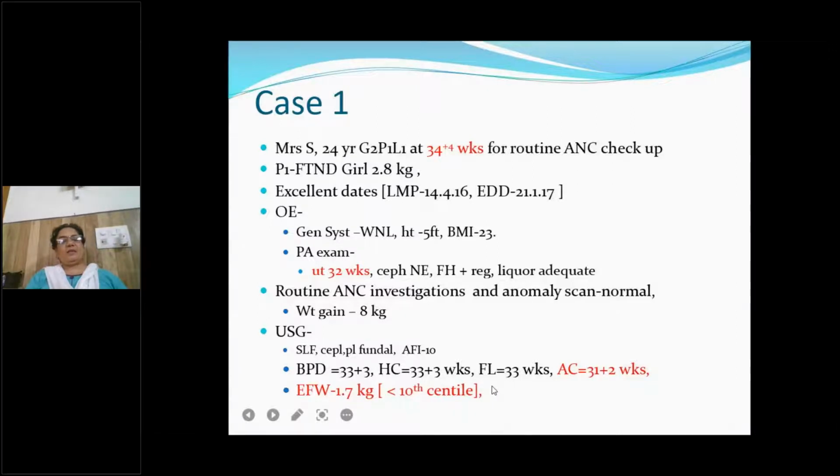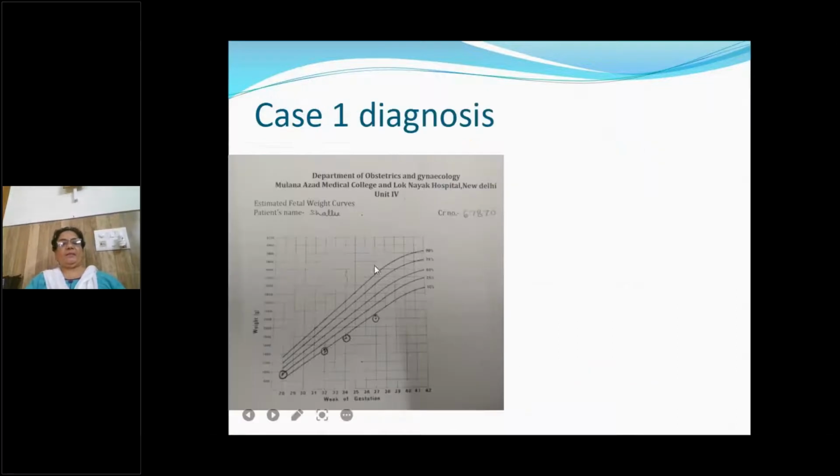So what does this tell you? This tells us that this baby is small for gestational age. We do not know whether it's a constitutionally small baby or a growth restricted baby. So we move further, and this is her growth chart. At 26 weeks, the estimated fetal weight was somewhere around the 25th centile. But as pregnancy progressed, at 34 weeks, it has come down below the 10th centile. So from the growth chart, this is definitely a growth restricted baby.